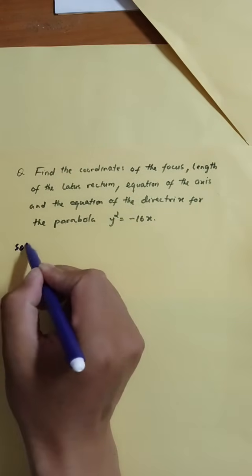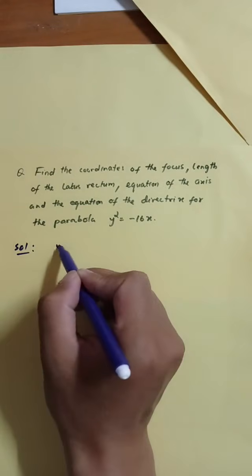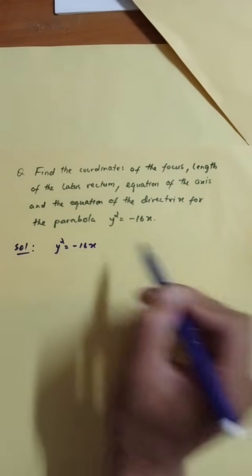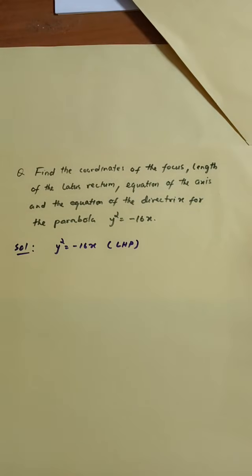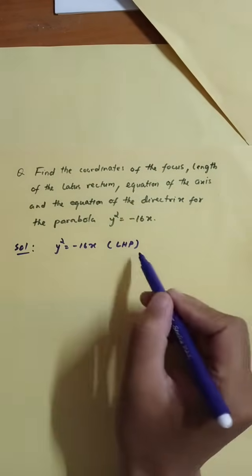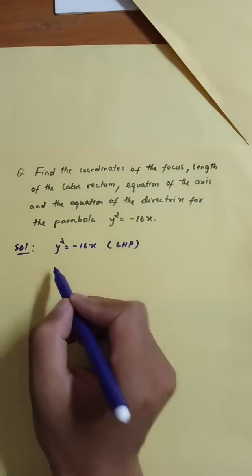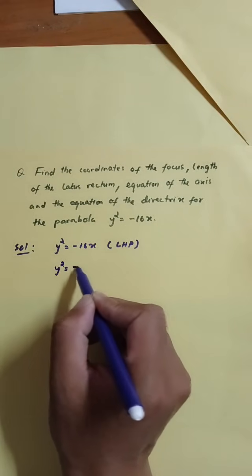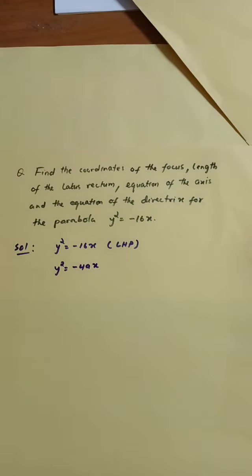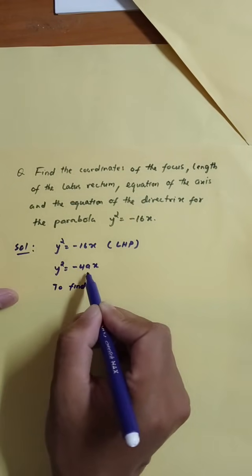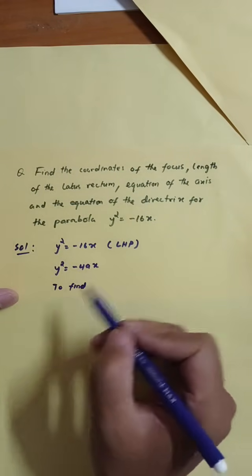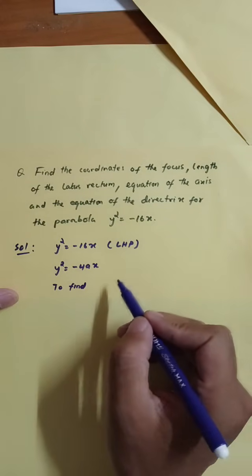After identifying, y square equal to negative 16x is a left-handed parabola, LHP. Then you compare this with the standard equation y square equal to negative 4ax. Next you have to find a, because with it you can find the equation, the coordinates, the lengths, no issue.